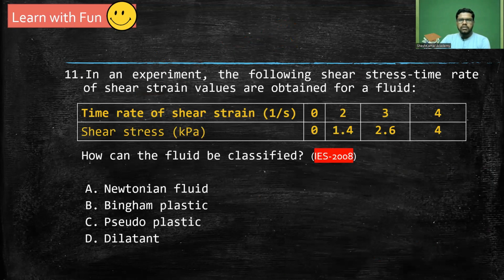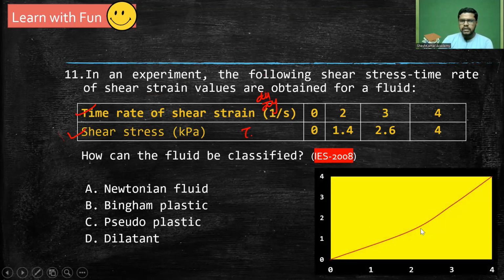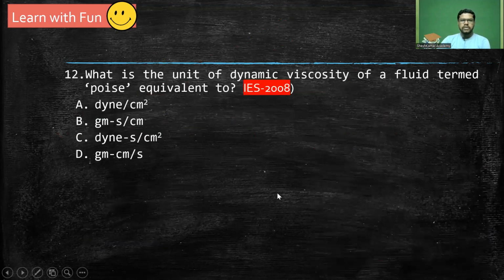Now in an experiment, the following shear stress and rate of shear strain values are obtained for a fluid. The first row contains the rate of shear strain, and the second is the shear stress. This rate of shear strain is nothing but du by dy, and this is tau. If you plot the graph, it will look like this, and this is nothing but a dilatant fluid. So option D is the correct answer.